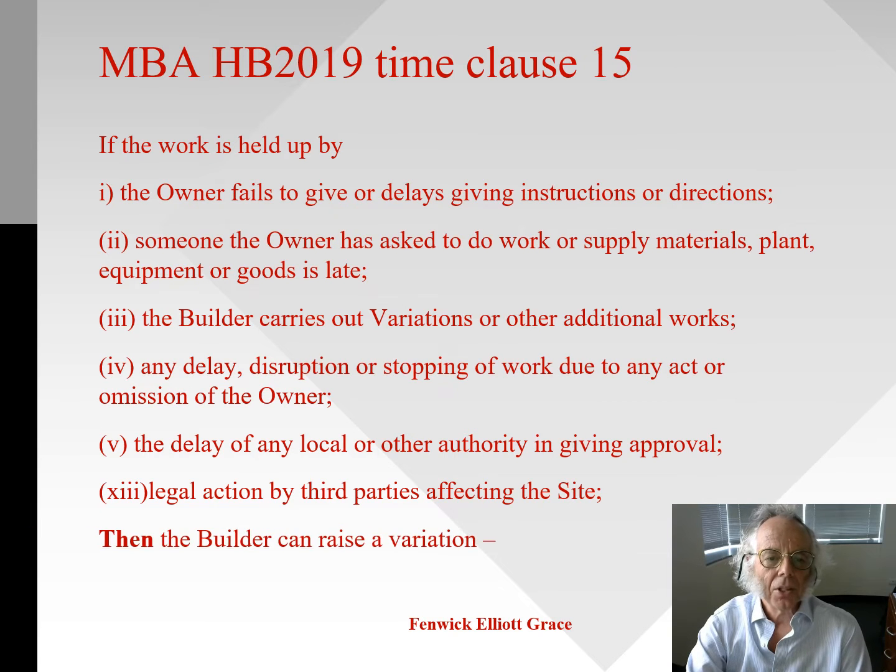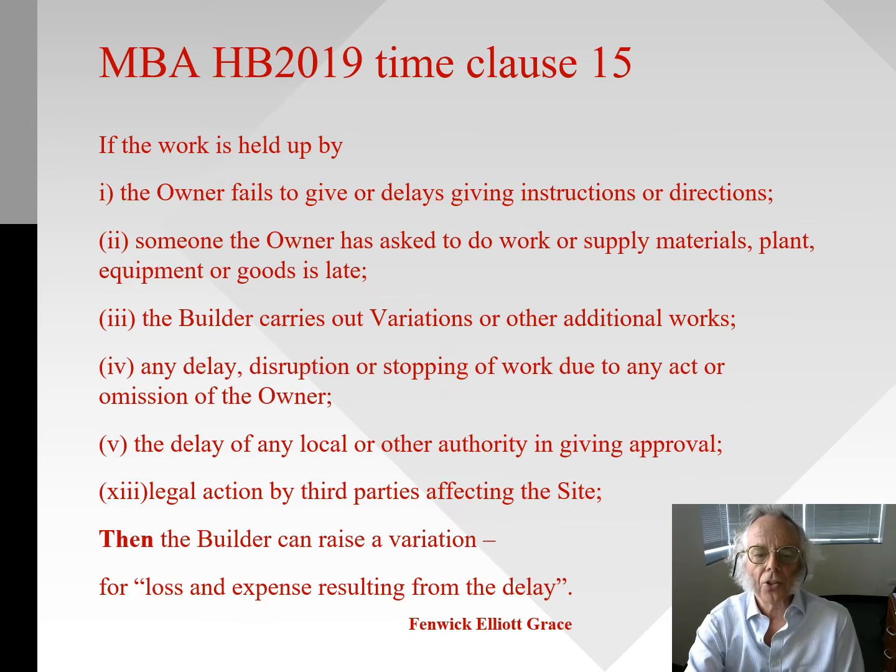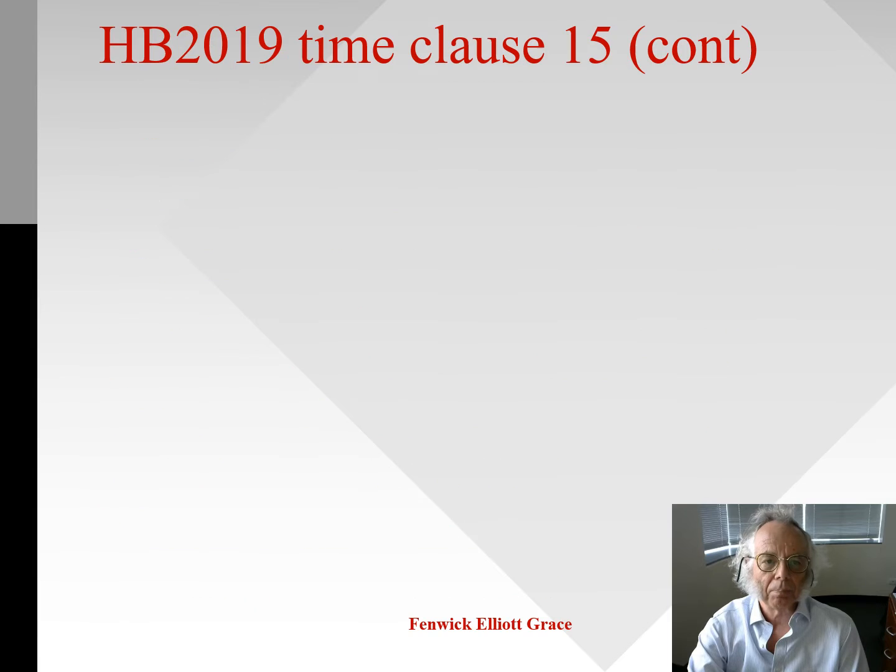Now if one of these 6 occurs, then the builder can raise a variation, and that variation can claim for loss and expense resulting from the delay that's been caused by one of those events.